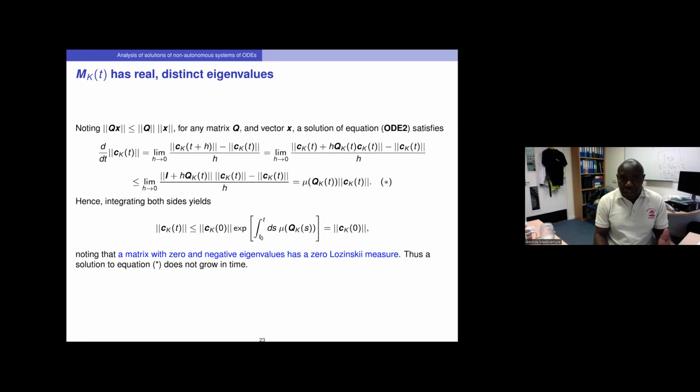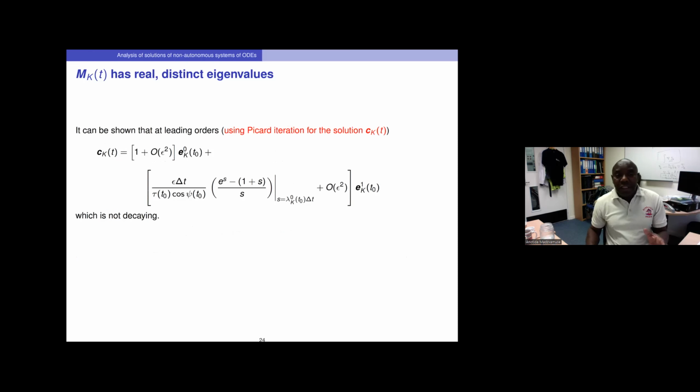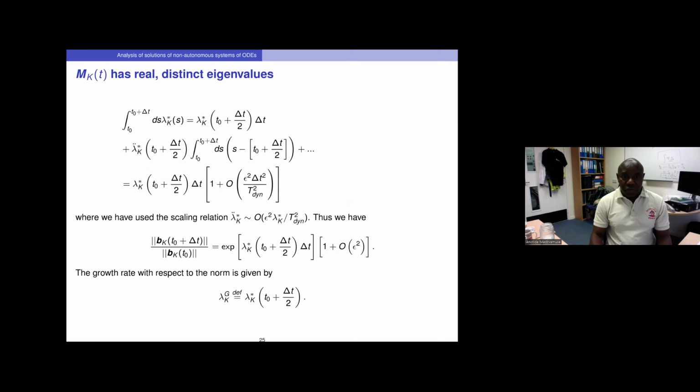I'm not going to go into the details of all this. At leading orders, you can show, and this is important, I've done it here, I'm using Picard iteration, you can show that ck of t is not decaying, is not going to decay to zero. These terms, the leading terms, are non-zero. Yeah, so that's very good.